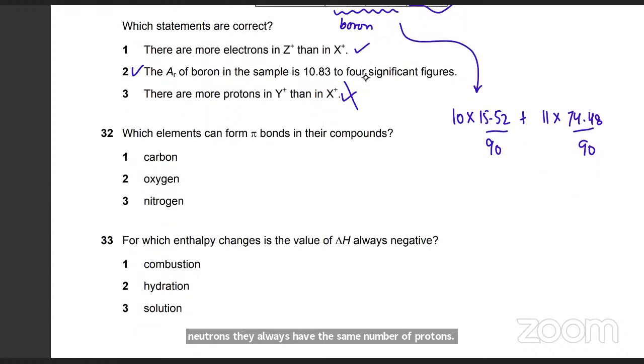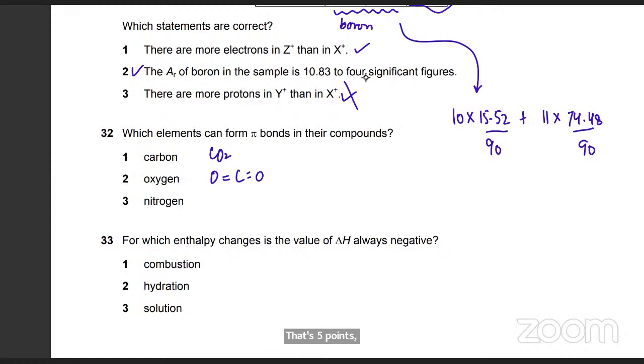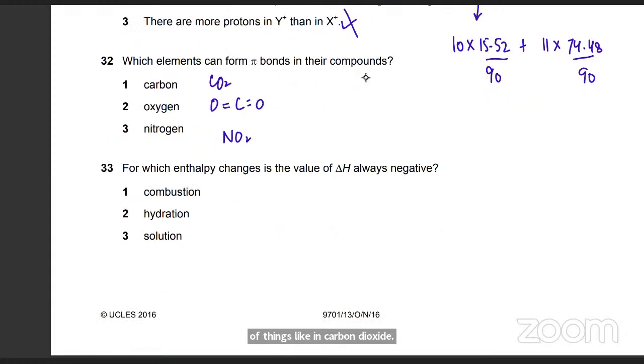So which elements can form pi bonds in their compounds? Sir, all of them will. All of them. Carbon dioxide, you've got double bonds. Anything that's got double bonds, that's pi bonds. Oxygen can form double bonds with a lot of things, like in carbon dioxide. Nitrogen can form double bonds like in NO2. So all of them are forming double bonds. So all three are correct.